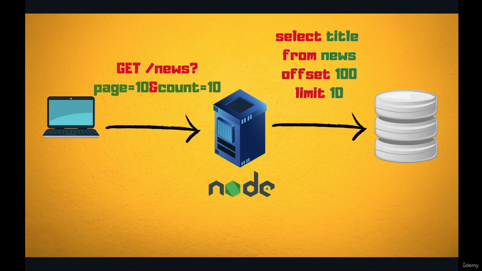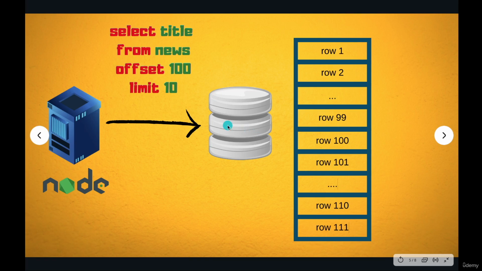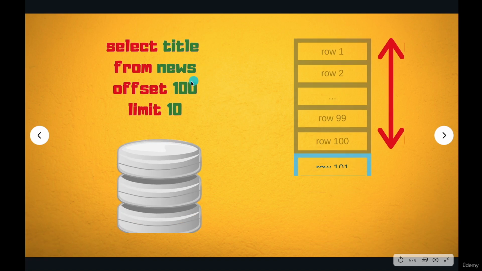Hopefully there is a pool of already established TCP connections to your database so you don't hit a cold start problem here. Page 10 translates to offset 100, assuming each page has 10 records, and now the database is ready to execute the query against this beautiful table.